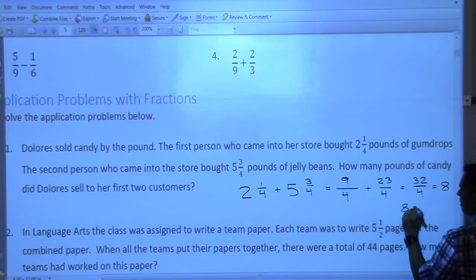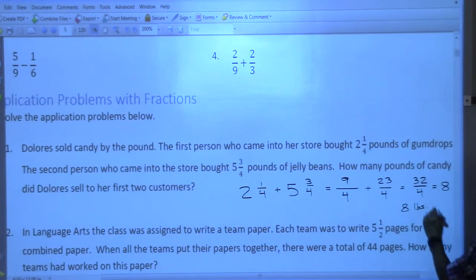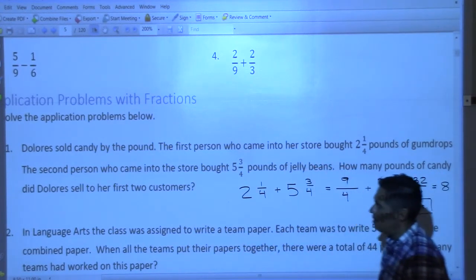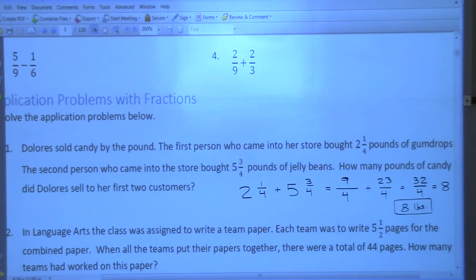It's 8 pounds, right? Now, because it's a word problem, you want to get into the habit of actually answering the question, which was, how many pounds of candy did Dolores sell to her first 2 customers? 8 pounds. LBS for pounds. Oh, LBS, they didn't use LBS. LBS, period, is the abbreviation for pounds.